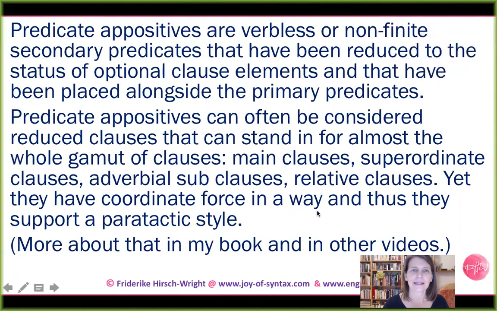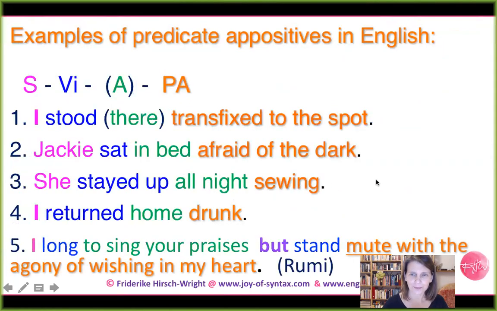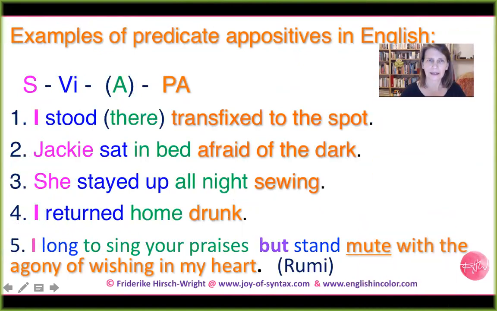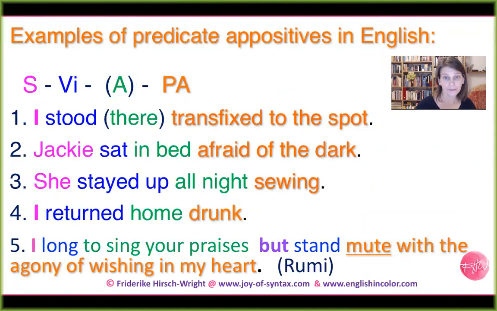Okay, here we go. Next slide. Now I'll move this up again a little bit, and I hope I'm not in the way. Here are examples of predicate appositives in English. I stood there, transfixed to the spot. Transfixed to the spot. Well, I'll just read the examples first, and then I'll say a little bit more about them. I stood there, transfixed to the spot.